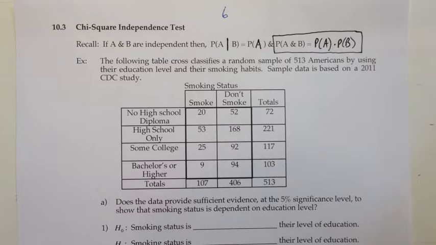So let's jump in and look at an example, and we're going to try and follow the philosophy of section 10.2. If things change, I'll point out those differences as we go through the problem. The following table cross-classifies a random sample of 513 Americans by their education level and their smoking habits. This is sample data based on a 2011 CDC study. And they want us to know, does the data provide sufficient evidence at the 5% significance level to show that the smoking status is dependent on education level?